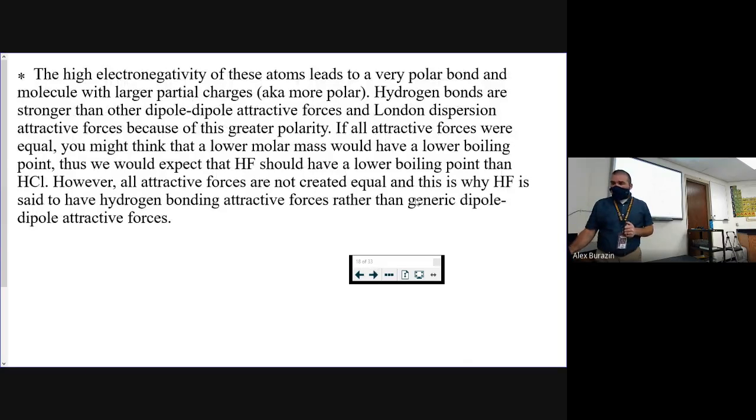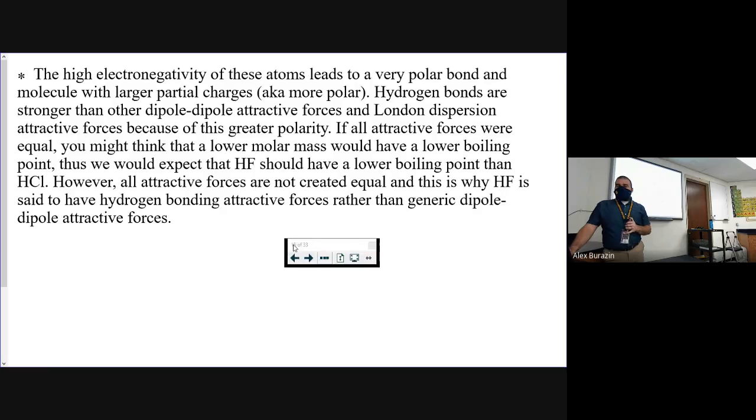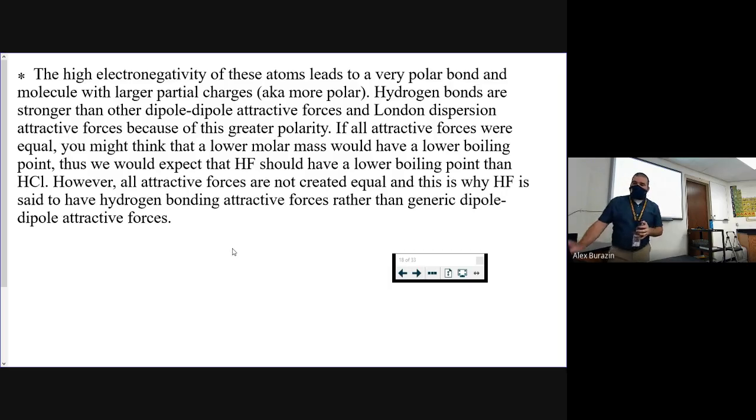So if all attractive forces were equal, you might think that a lower molar mass would have a lower boiling point. Thus, we would expect that HF should have a lower boiling point than HCl. However, all attractive forces are not created equal. This is why HF is said to have hydrogen bonding rather than generic dipole-dipole. Let me break that down a little bit. I'm comparing the molecule of HF versus HCl.